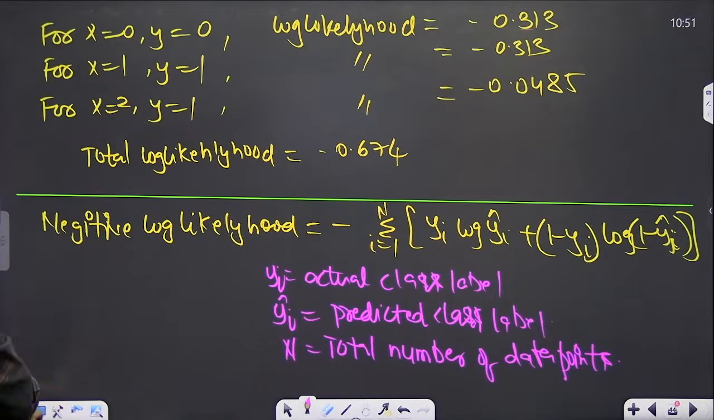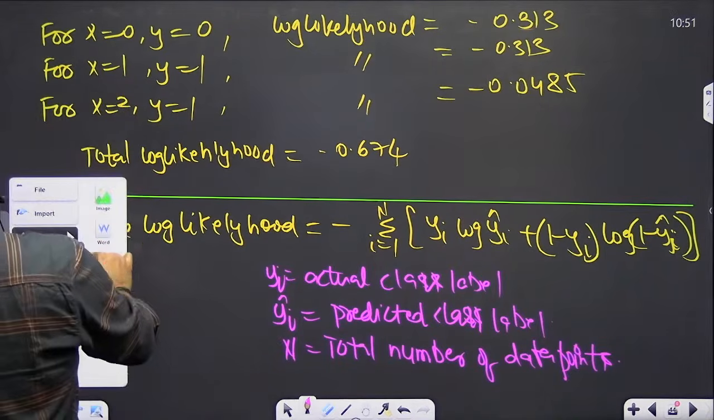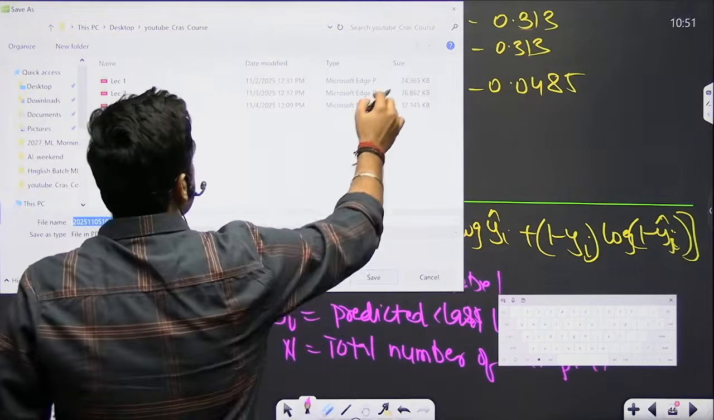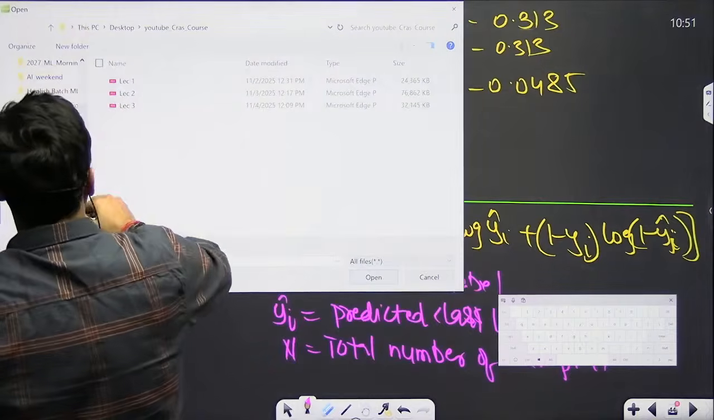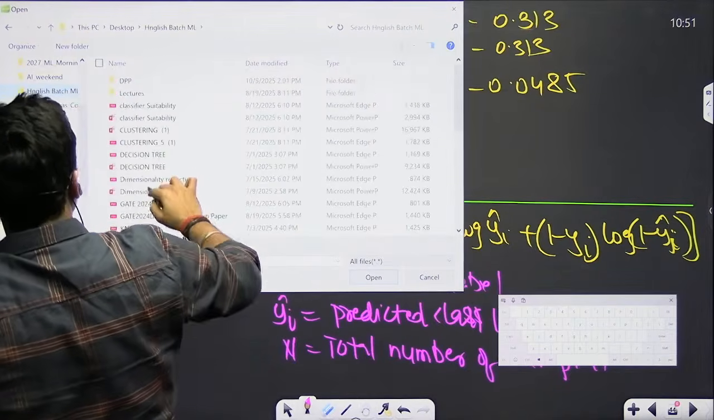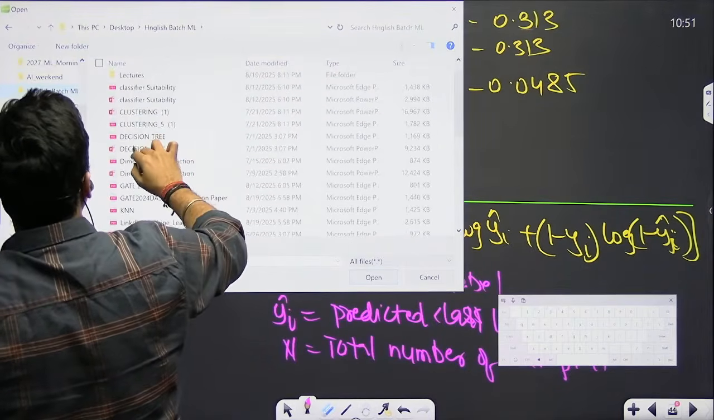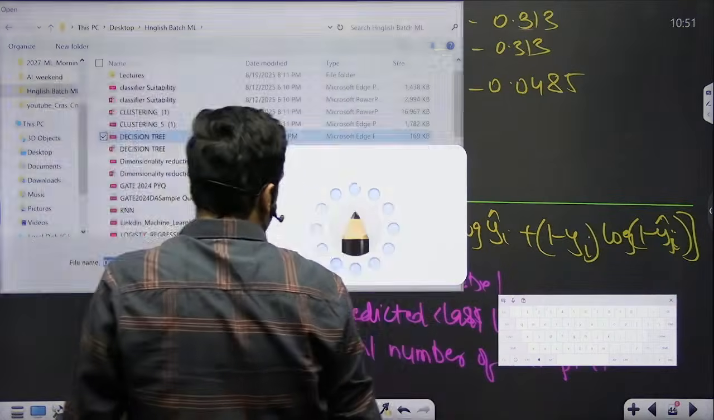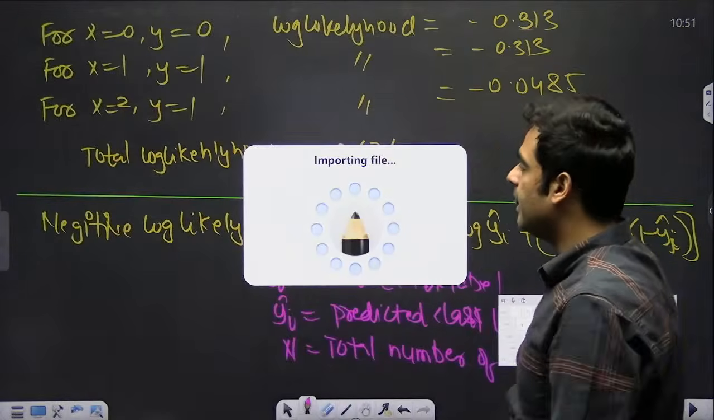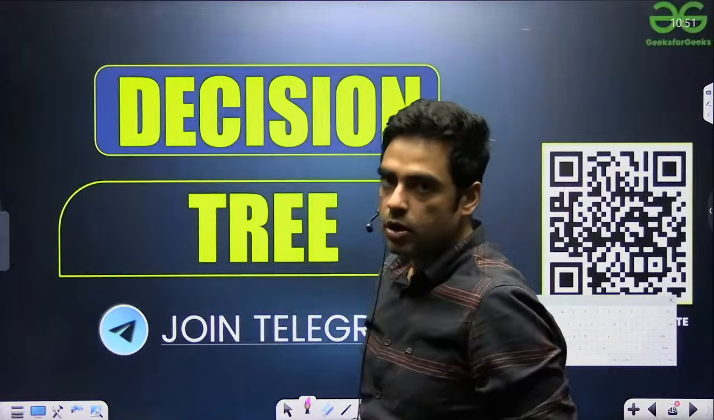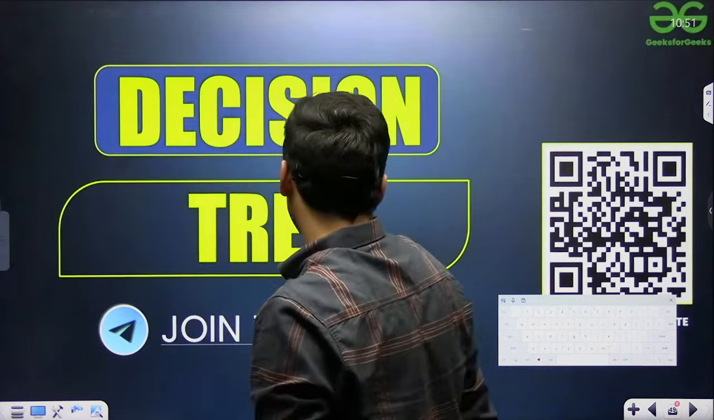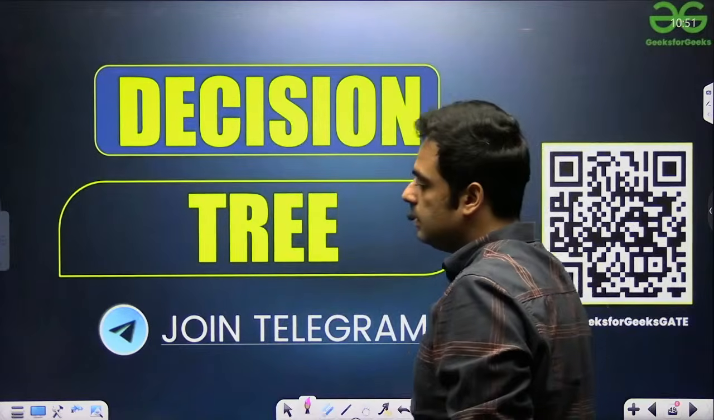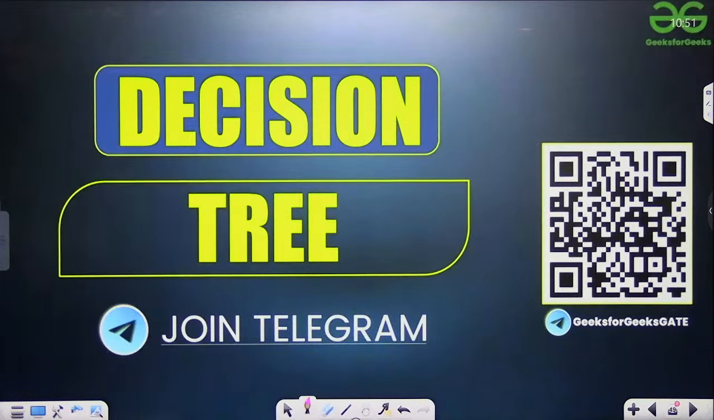Okay, so this is all for logistic regression from my side. I have given you certain questions for homework, do solve them. Now I would be starting with the decision tree and random forest algorithms.